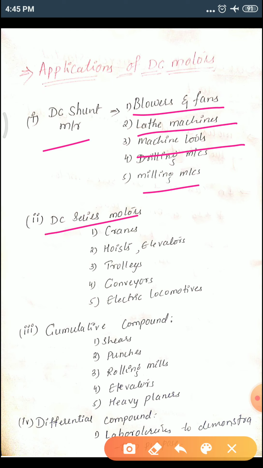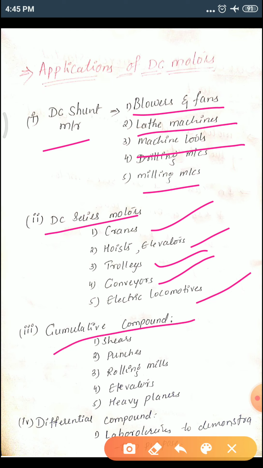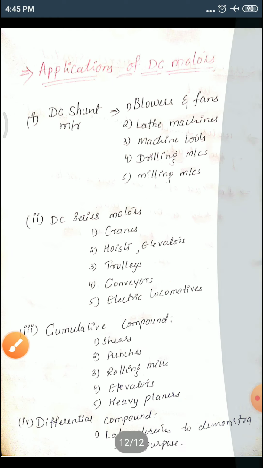DC series motors have a high starting torque, so they are used in cranes, elevators, trolleys, conveyors, and electric locomotives. Cumulative compound motors are used in punches, rolling mills, shears, elevators, and heavy planers. A differential compound motor has a speed that increases as the load increases, so it is not used in any other applications, but we use it in laboratories for demonstration purposes.